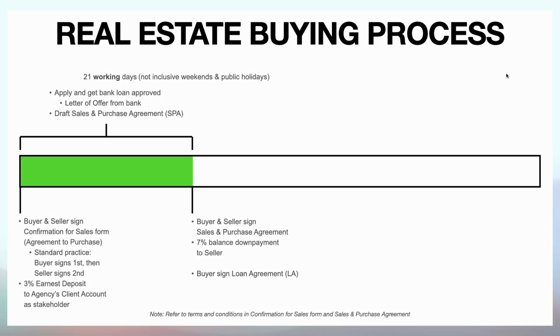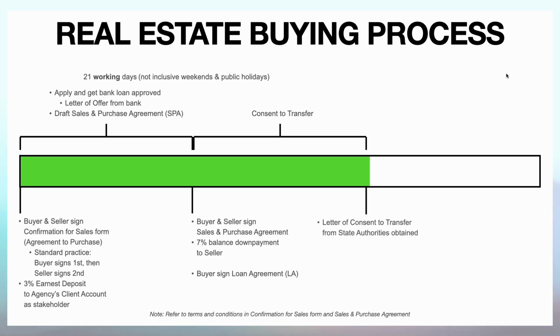Then the next stage here involves the government, otherwise known as the state consent. This can usually take about 3 to 6 months or maybe even 12 months. The lawyers would apply for consent from the government to allow the transfer of the grant or title from the seller to the buyer. Nevertheless, consult your lawyer and refer back to the clauses in the sales and purchase agreement.